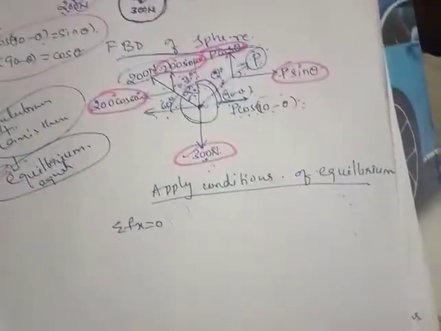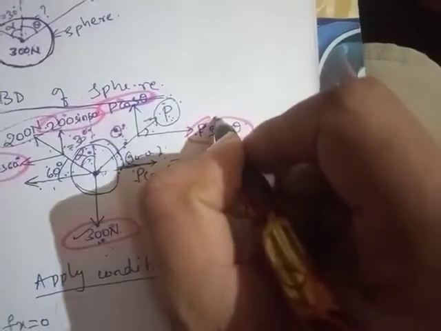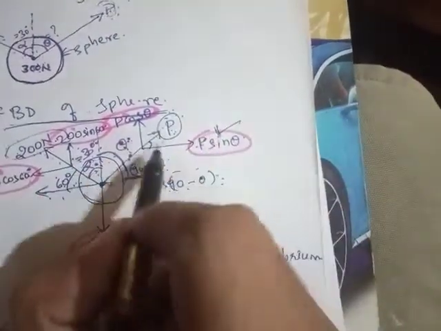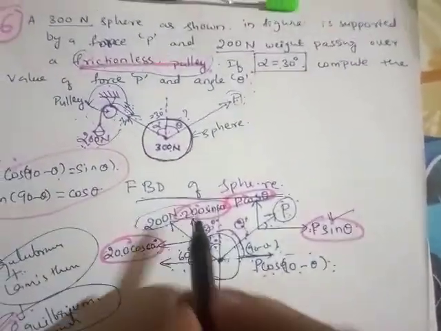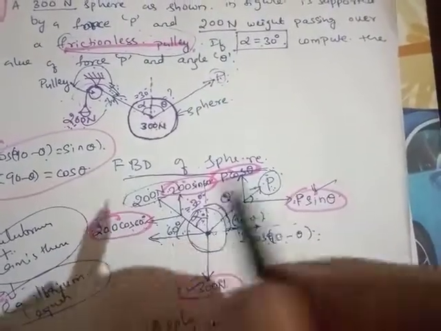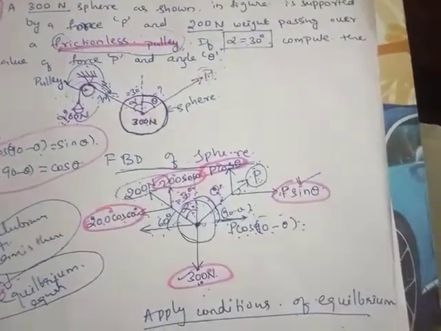Apply conditions of the equilibrium. First we apply sigma Fx equals 0, that is, we equate the algebraic sum of all the horizontal forces to 0. So what are the horizontal forces here? One is P sin theta, the horizontal component of the force P, and another one is 200 cos 60, which is the horizontal component of the 200 Newton force.